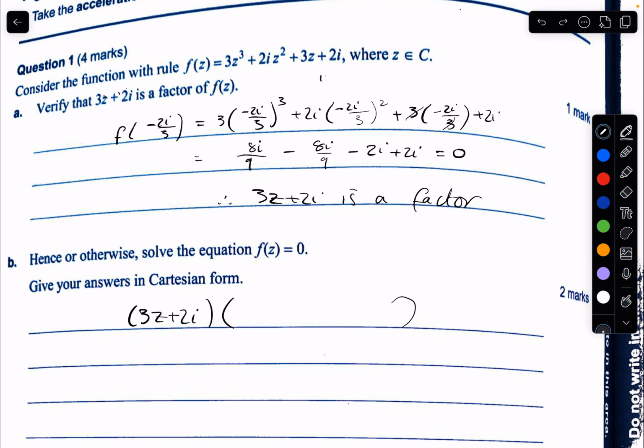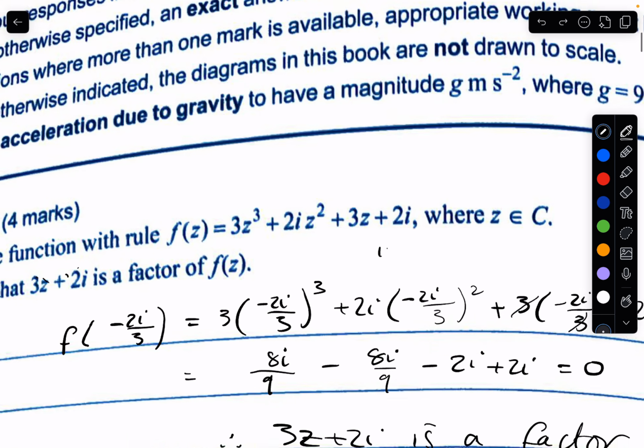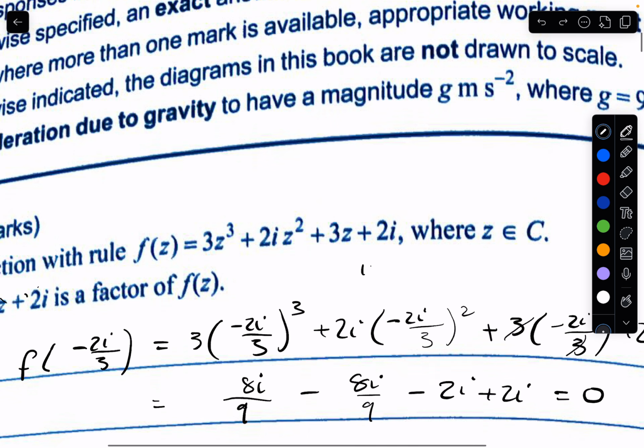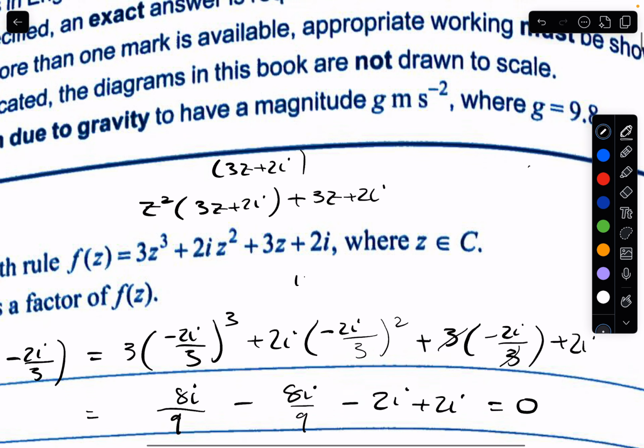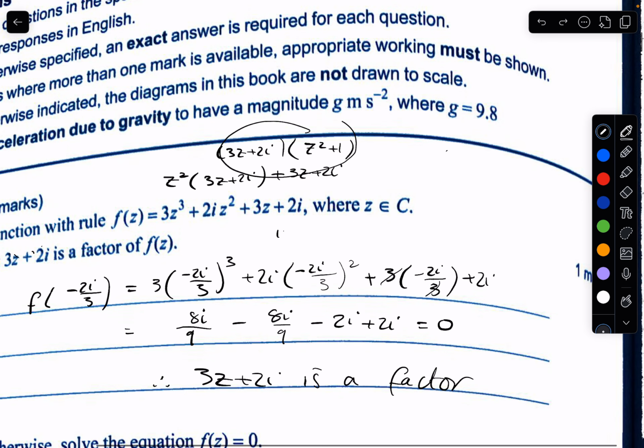So what we can do, actually, if you want to factorize this, you might be able to, because you'll see that 3z plus 2i here and you'll see that 3z plus 2i here. So you might be able to take out z squared out of the first, and then you have 3z plus 2i. And then in the second, you have 3z plus 2i. So you can take that as a factor. And so you have 3z plus 2i and z squared plus 1. Now, to be honest, we actually could have maybe used that to show that 3z plus 2i is a factor instead of plugging it in. But that's okay.